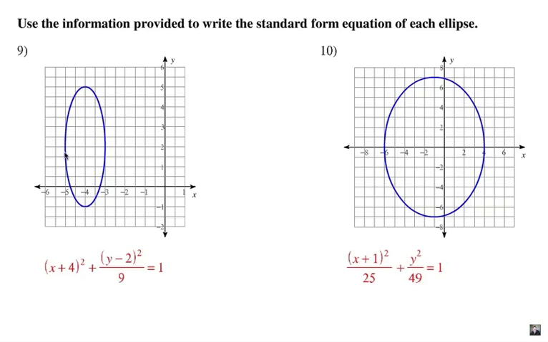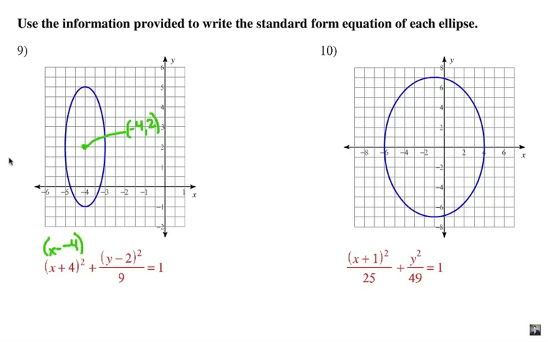On number 9, your first job is to locate the center, which is right there. Let's figure out what the ordered pair is. We go back 4 on the x-axis and up 2 on the y-axis. So that's got to be (-4, 2). There's your -4, because x minus -4 is how we would write that. And then y minus 2, so yep, there's your +2 value after the subtraction sign.